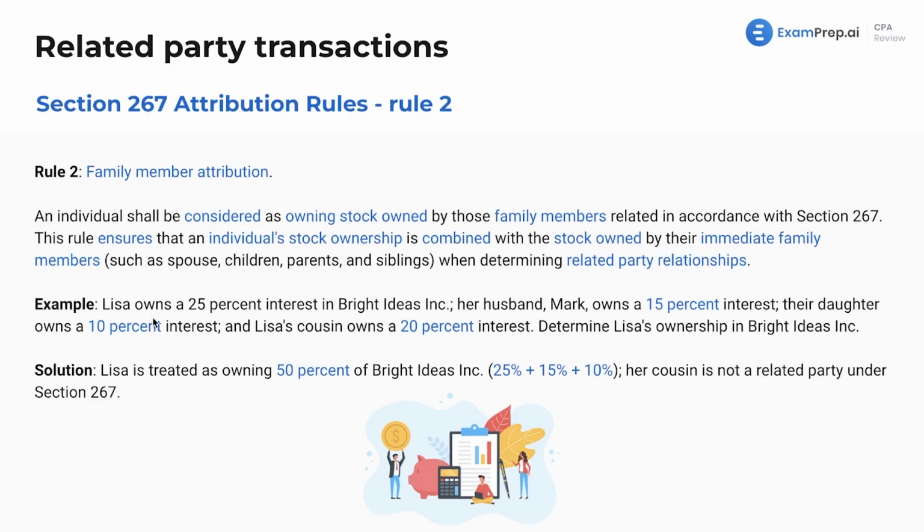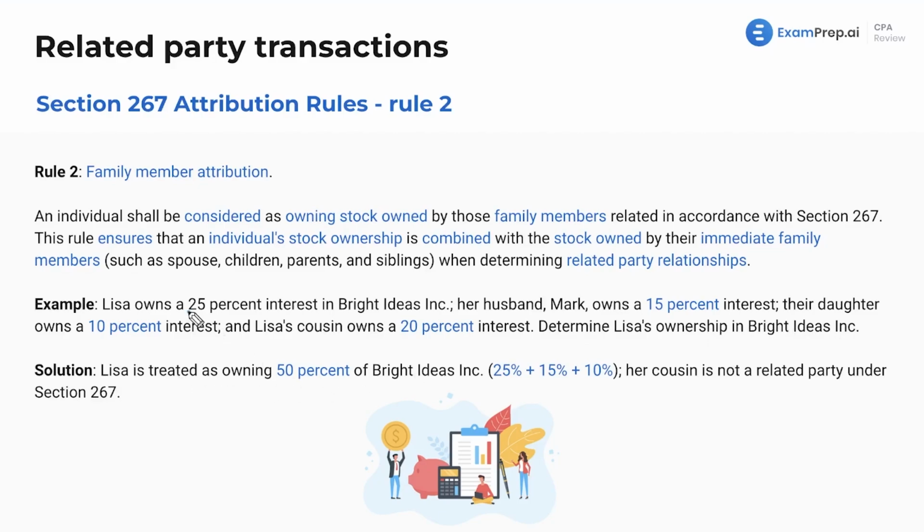What's our example here? Well, Lisa owns a 25% interest in Bright Ideas Inc. Her husband, Mark, owns a 15% interest. Their daughter owns a 10% interest, and Lisa's cousin owns a 20% interest. So what is Lisa's ownership in Bright Ideas Inc.? We are going to see that Lisa is treated as owning 50%.